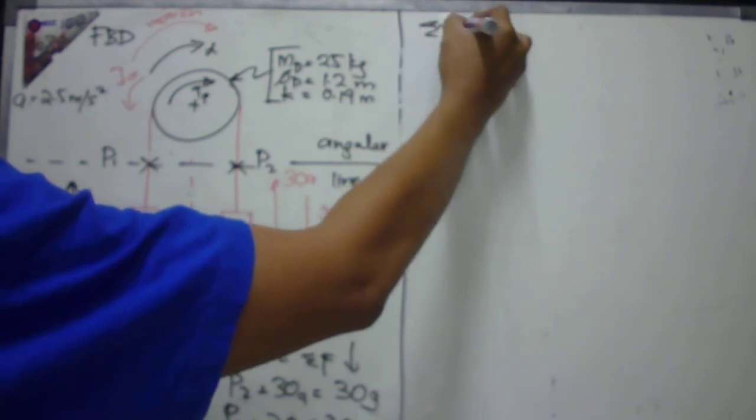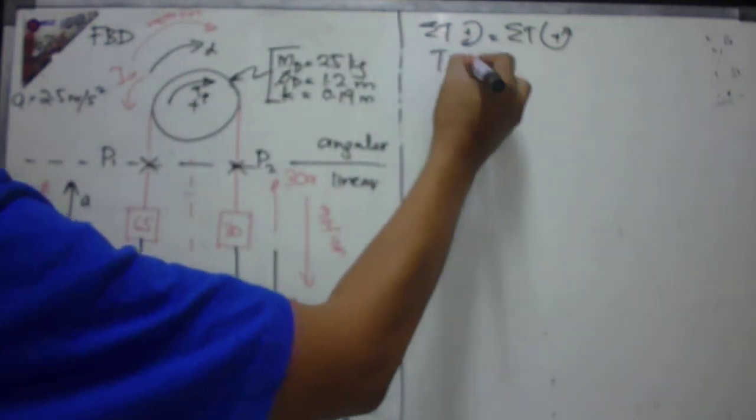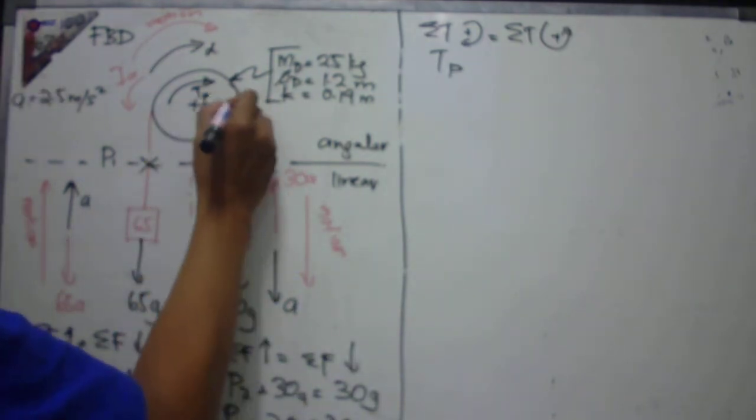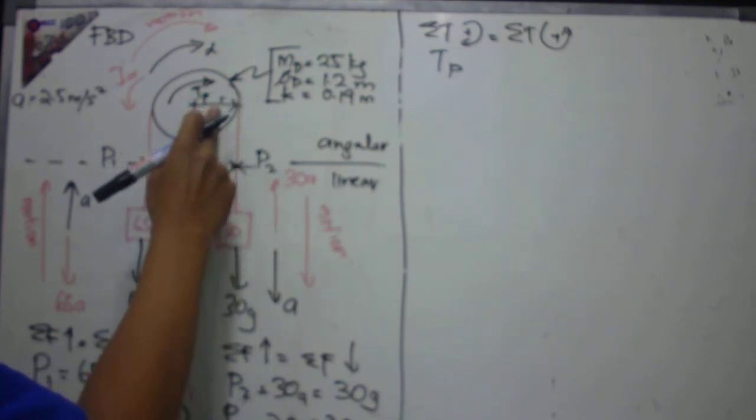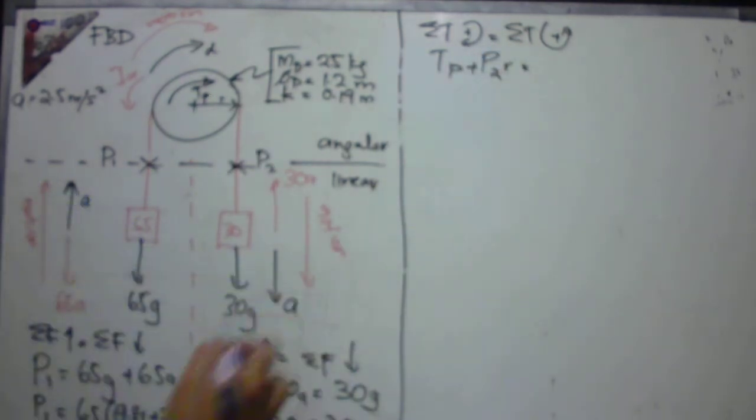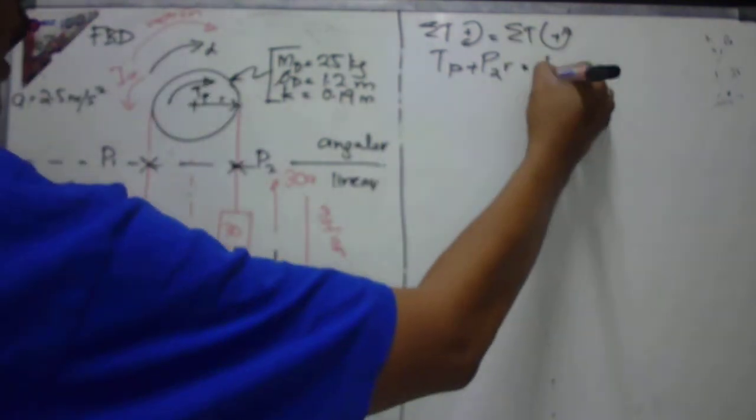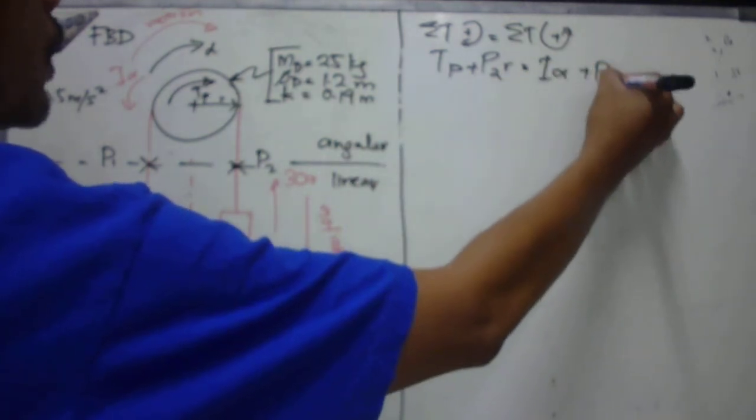For the angular motion, summation of torque clockwise equals summation of torque anticlockwise. So we analyze all the torque. They are TP clockwise plus P2 times R, tangential force times R equals torque. So plus P2R equals anticlockwise, which is I alpha, inertia times alpha, and plus P1R.